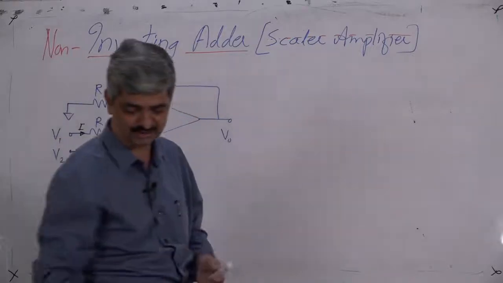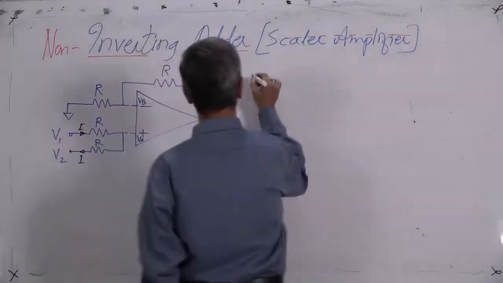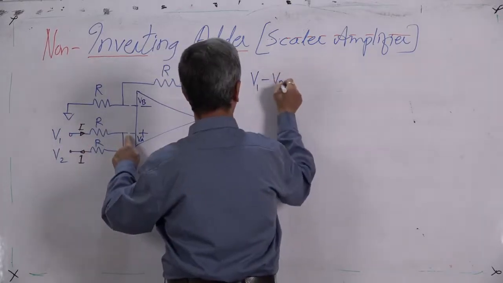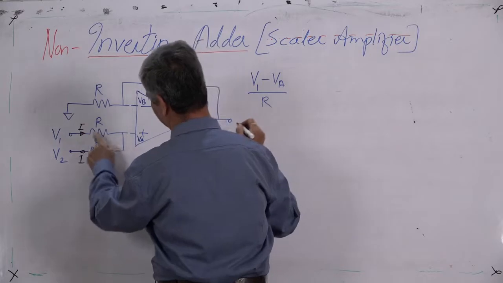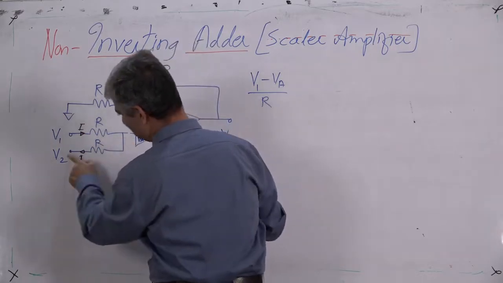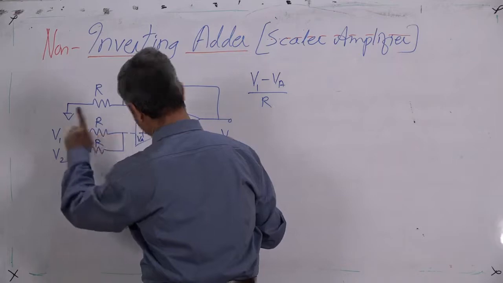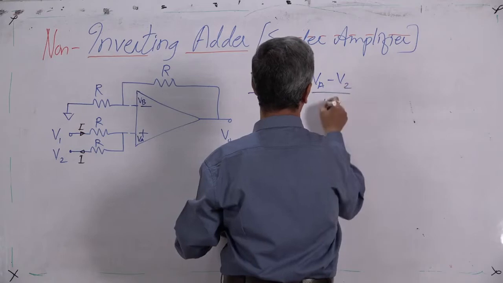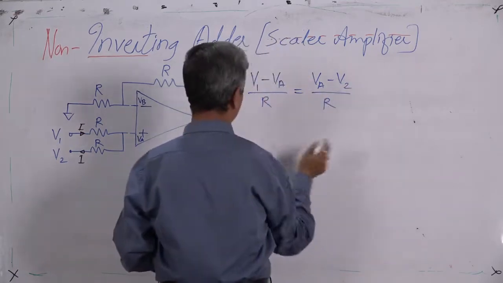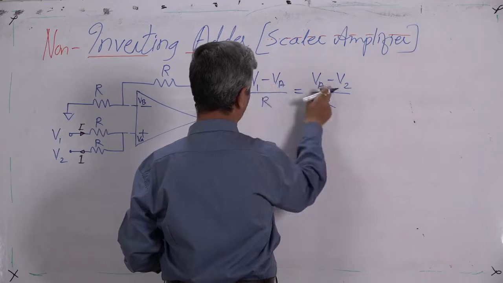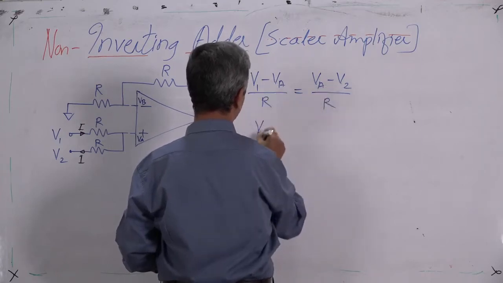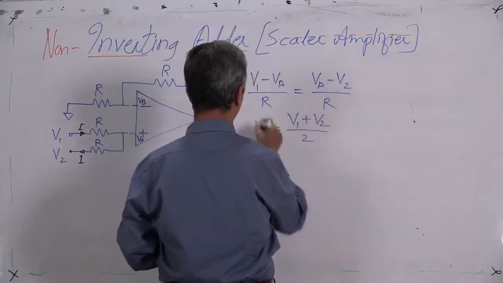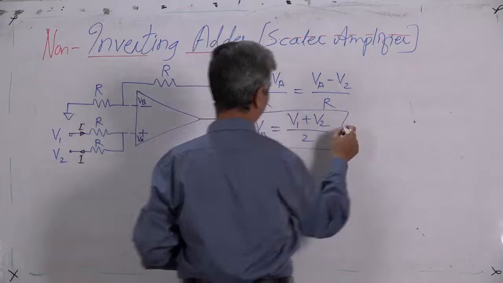So, by applying Kirchhoff's law, V1 minus VA upon R is equal to VA minus V2 upon R. Current assumed in this direction is equal to VA minus V2 upon R. So, R gets cancelled, this VA goes on this side, this V2 comes on this side. So, VA is equal to V1 plus V2 by 2. So, here addition has taken place actually.